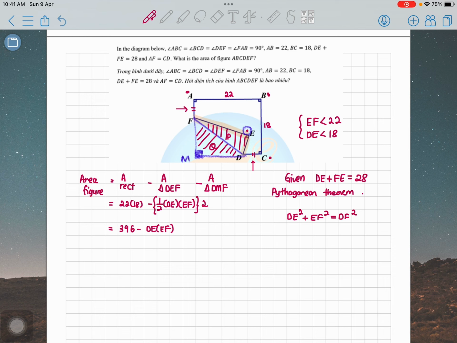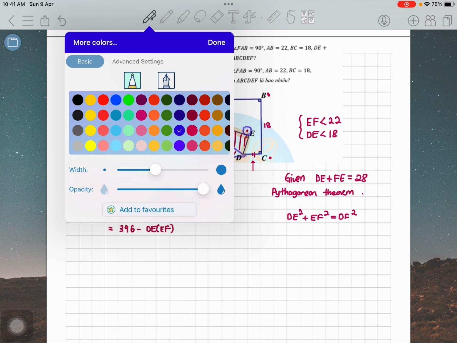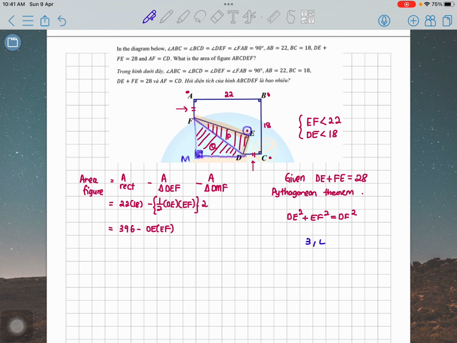Now, which Pythagorean triplet will help you to do this? Okay, let me write the basic one. Can we take 3, 4 and 5? The longest length here is the 5, right? So this is the hypotenuse part. Your hypotenuse is definitely the DF. So what is 3 plus 4? Is it equal to 28, like what you were given? Of course not. So we are not taking this.